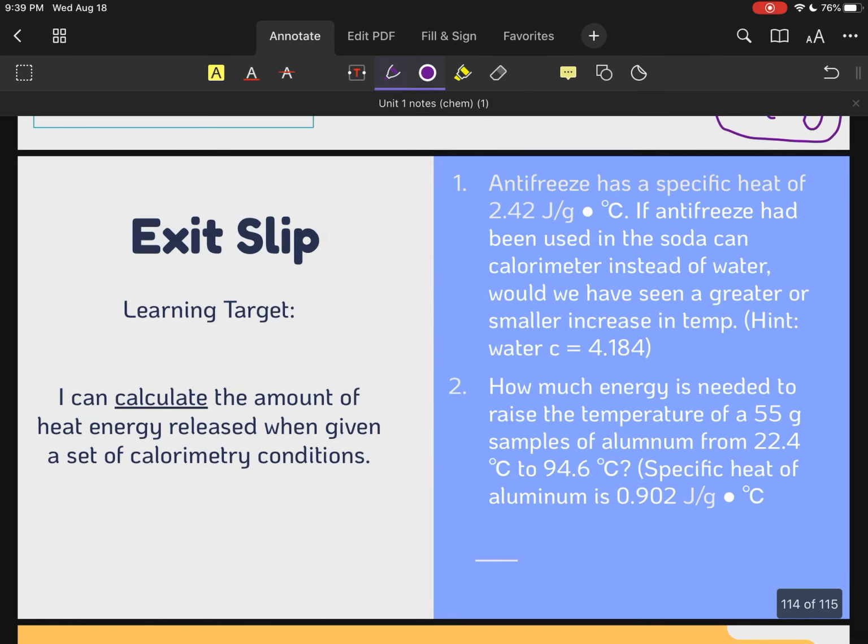All right, so we're going to do an exit flip in class. So if you're not in class, I suggest you practice these two calculations. That way you can be prepared for the lab.